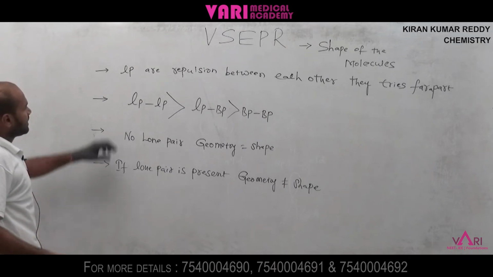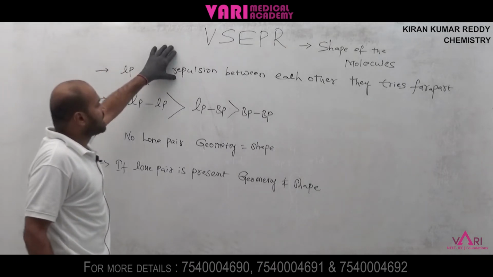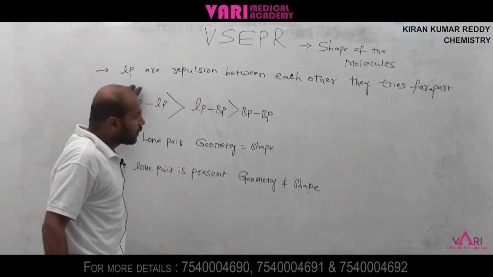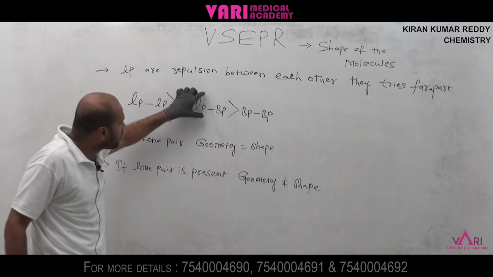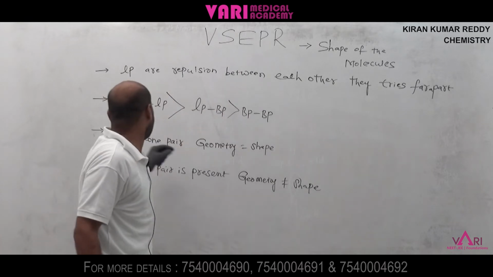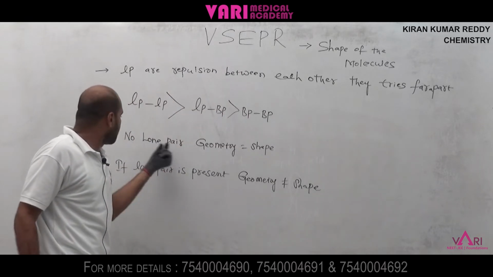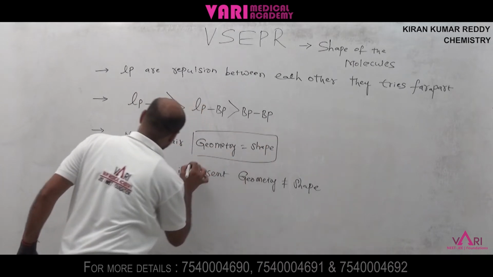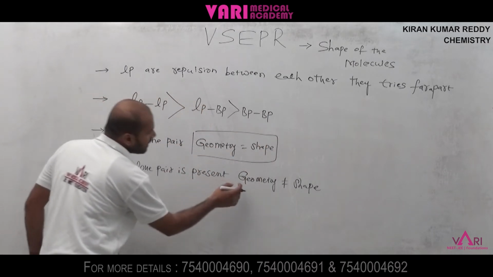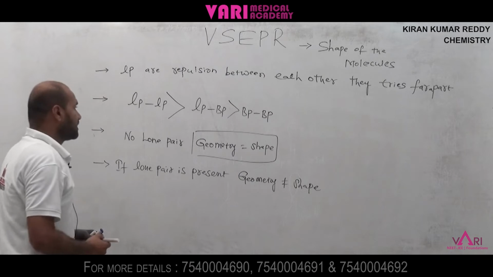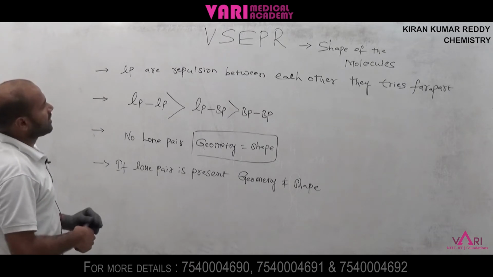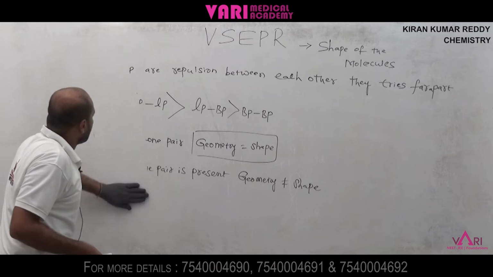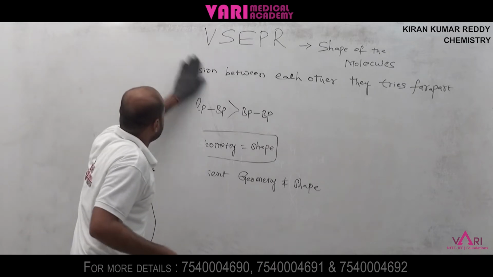The first point is that lone pairs repel each other. They try to stay far apart. Lone pair repulsions are more than lone pair and bond pair repulsions. If no lone pair is present, geometry is equal to shape. If a lone pair is present, geometry is not equal to shape. These are the important points of VSEPR theory. Next, one by one, we can write how many lone pairs and bond pairs.